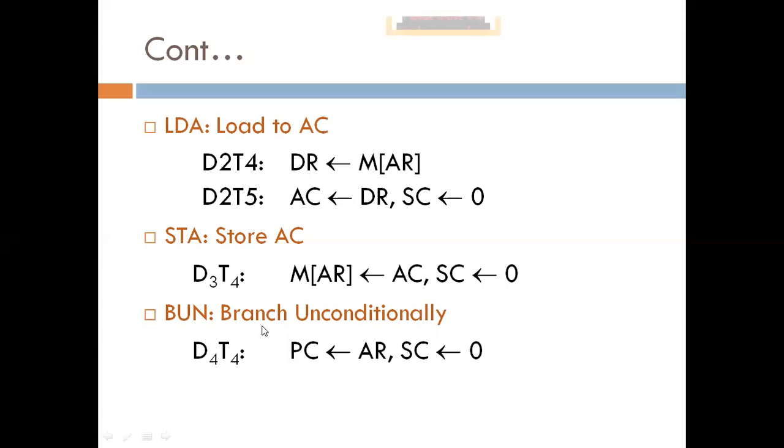Next is branch unconditionally. Generally the program counter is incremented by 1. But if you want to do the branching, then the data of AR is going to be copied into the PC. So PC is not incremented by the value 1, but it is moved to the value of AR.